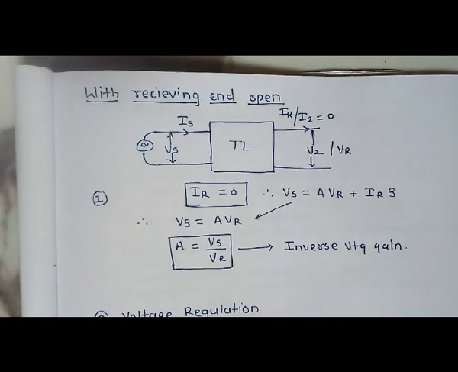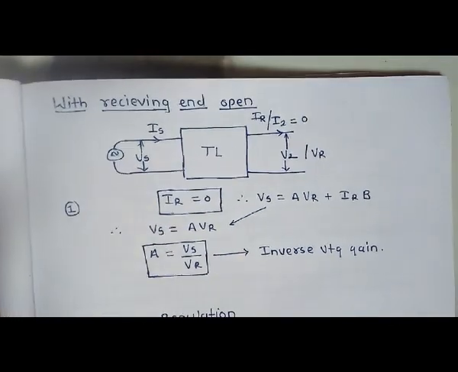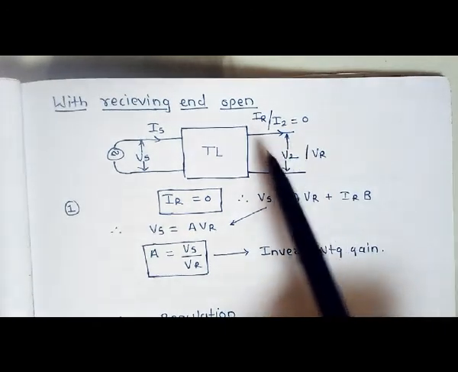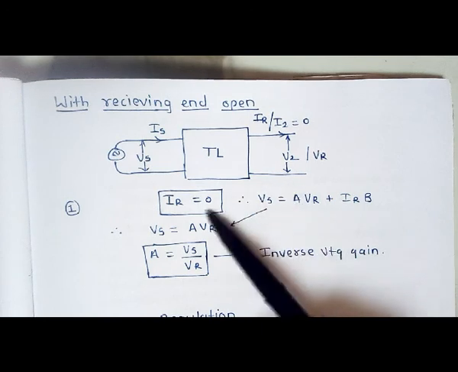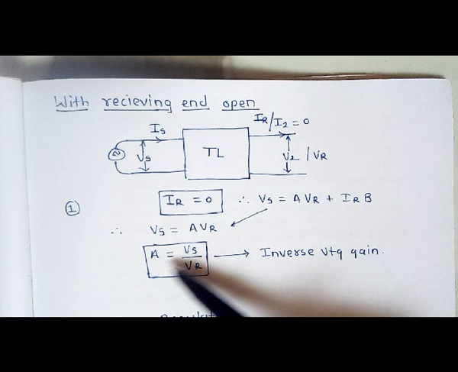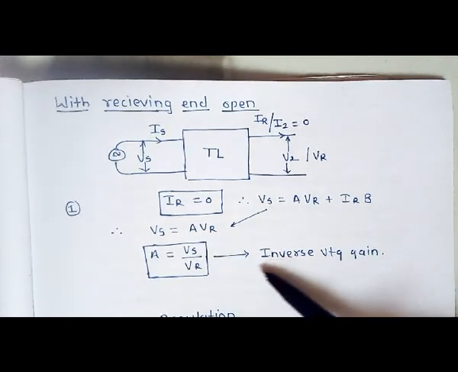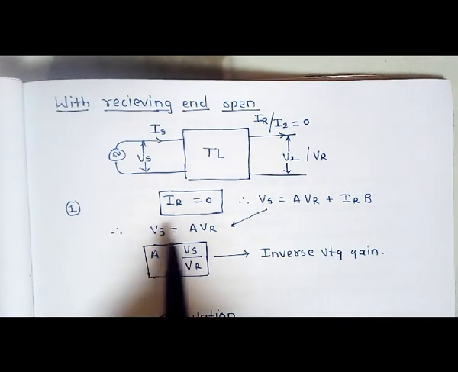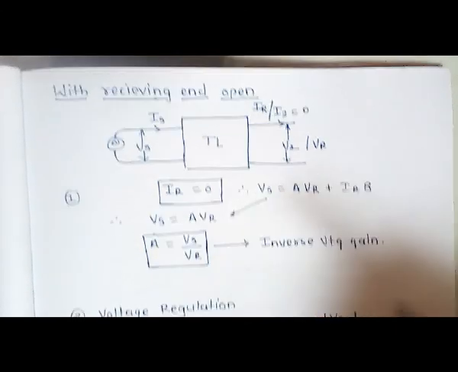During analysis, the first condition will be with the receiving end open. So we keep the receiving end open and therefore we have the receiving end current equal to 0. Putting it in the first equation we get Vs equal to A VR, and A will be given by sending end voltage divided by receiving end voltage. This can be called the inverse voltage gain, or we can define it as sending end voltage equal to the A parameter times the receiving end voltage.